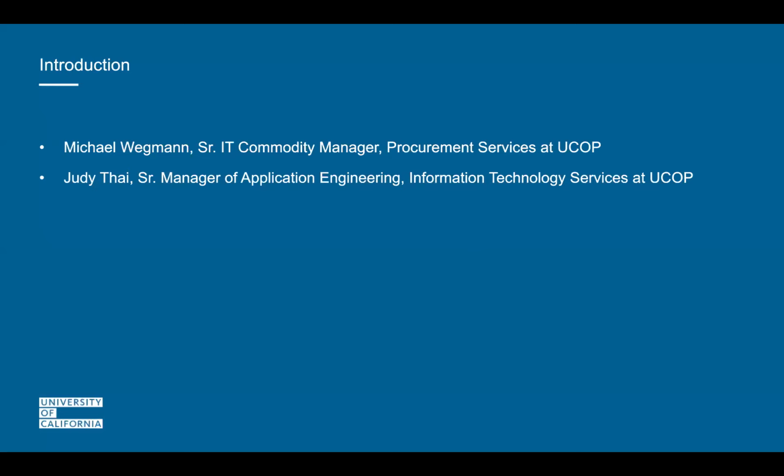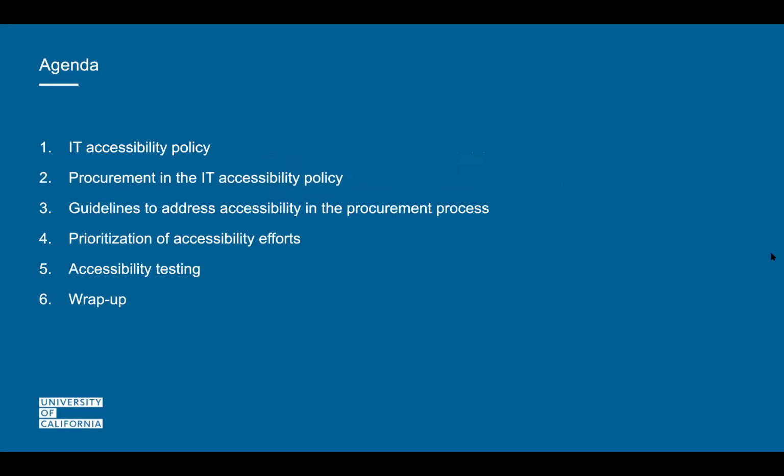Michael and I have worked together on quite a few system-wide procurement projects, and today we'll share some of what we've learned over the years to ensure that we're buying accessible products. Michael will start us off with an overview of the UC's accessibility policy, the provision for procurement in the policy, and guidelines in our procurement process. Then I'll talk about how we prioritize accessibility efforts, what we've learned from accessibility testing, and what we check for. And I'll hand it off to Michael to talk about the accessibility policy.